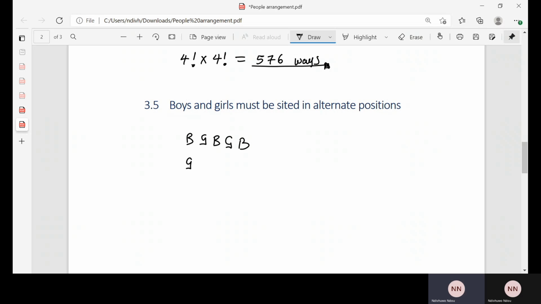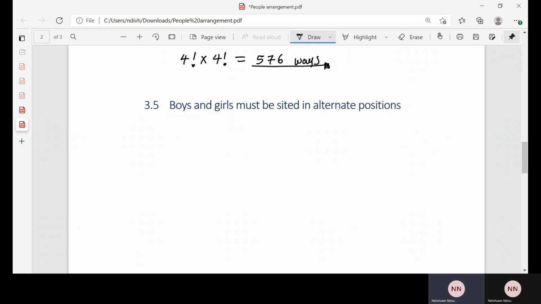Or we can actually start with a girl, followed by a boy, a girl followed by a boy, a girl followed by a boy, in that manner. So that's what it means if boys and girls must be seated in alternate position. Start with the boy followed by girl, boy, girl, boy, girl, or girl, boy, like that. So when answering this question, you must be very careful.